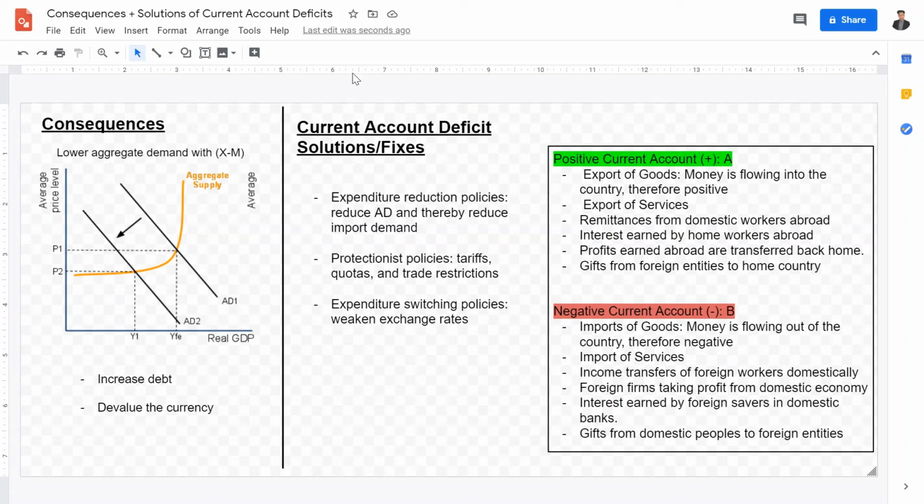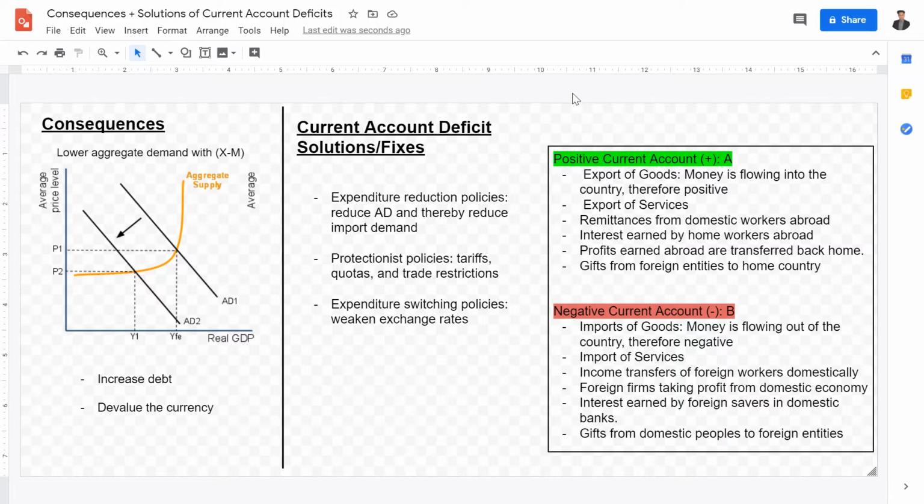This video lecture today, we are going over the consequences and solutions to current account deficits. Now, in our previous videos, we have gone over the current and financial account, what they are and what they include. So, quick recap: a current account basically measures the import and export of goods, of services, of remitted funds, interests, investments, and gifts. Okay, and by far the largest part of the current account deficit or surplus is in the form of goods and trade.